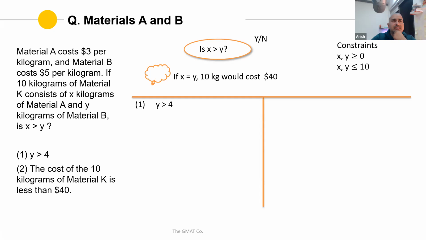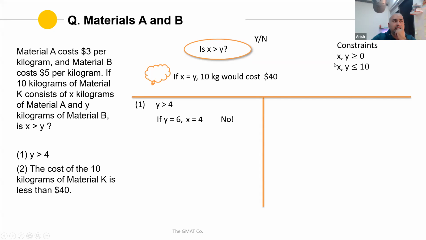The first one is saying Y is greater than 4. What did we have to figure out? Is X greater than Y or not? So Y greater than 4? Anyway, Y and X have to be less than 10. So if Y is 6, for example, correspondingly, X would become 4. Is X greater than Y? No. In this case, X is not greater than Y. That's sorted. But is it a certainty that X will be less than Y only?